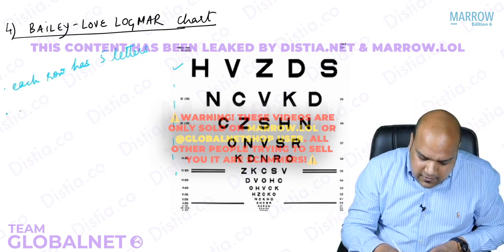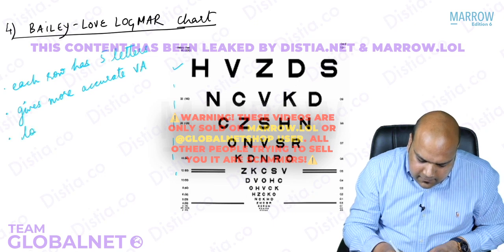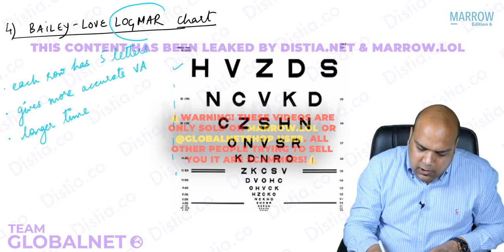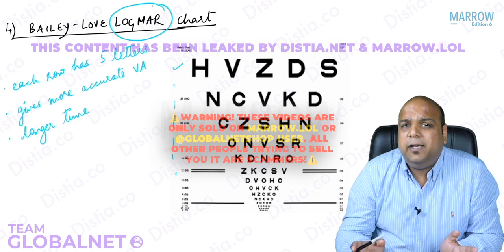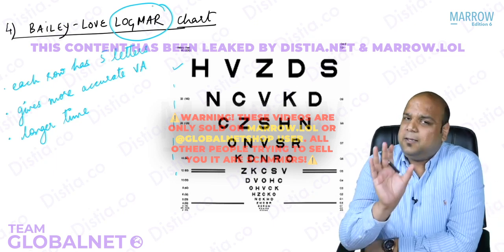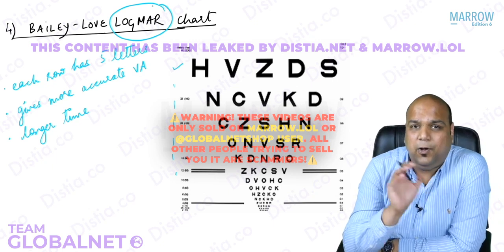This supposedly gives more accurate visual acuity, but it takes a longer time. Okay, everybody, it is based on the logarithmic measurement of the visual acuity. We don't do it in India, not discussing in detail. The basic fundamental remains the same, of a subtended angle of 5 minutes at the nodal point of the eye.